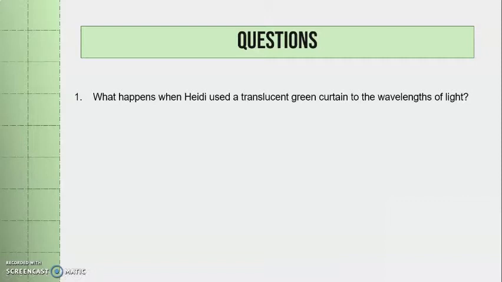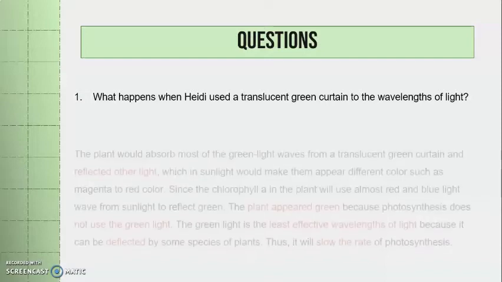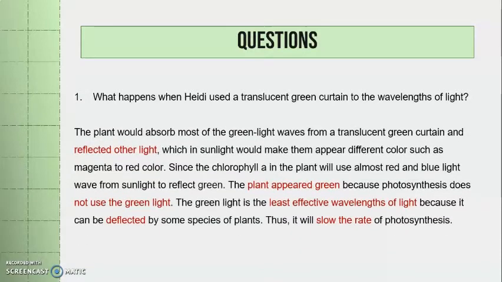Question 1. What happened when Hildy used a translucent green curtain to the wavelengths of light? The green curtain will give green light to the plant, so the plant will absorb most of the green light waves and reflect other light which in sunlight will make them appear different color, such as magenta to red color.